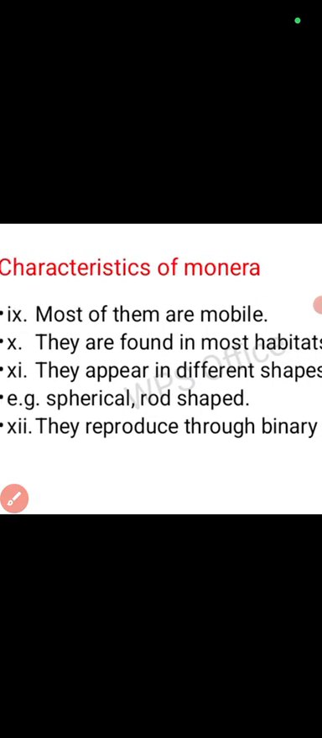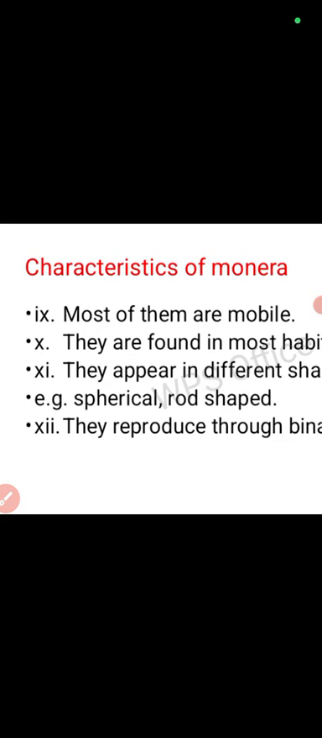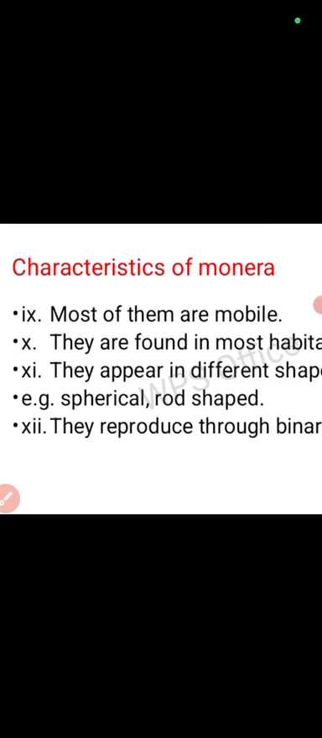And then another characteristic, they are found in most habitats. You find them in most environments or in most places. Another characteristic, they appear in different shapes. Some are spherical, some are odd shapes. We are going to see those shapes at the end of this lesson.